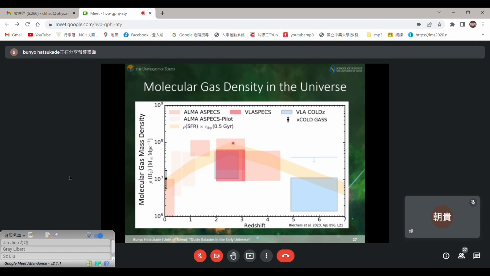This peak time coincides with the highest number density of submillimeter galaxies. So it is possible that the large amount of molecular gas fuels the star formation in SMGs.